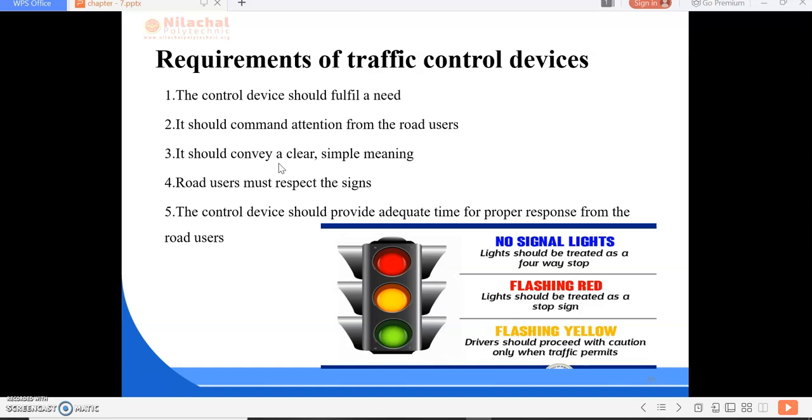Road safety is important so that all drivers use roads safely and to help keep themselves, passengers, motorists, and pedestrians safe. The control device should fulfill a need. It should command attention from the road users. It should convey a clear and simple meaning. Road users must respect the signs. The control device should provide adequate time for proper response from the road users.